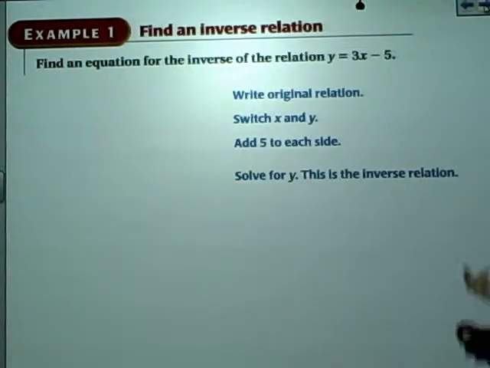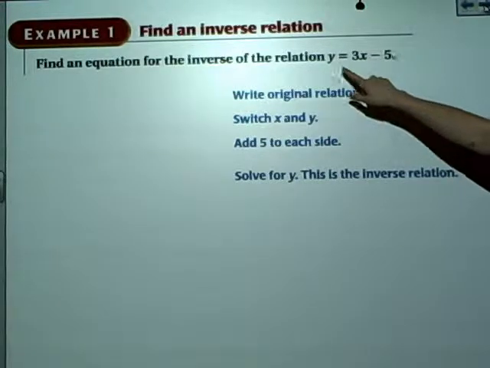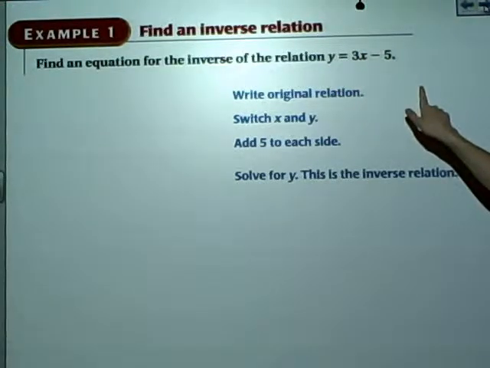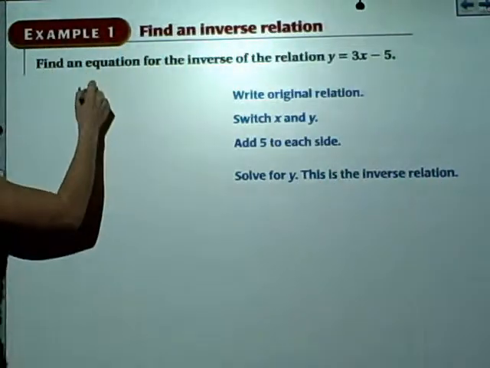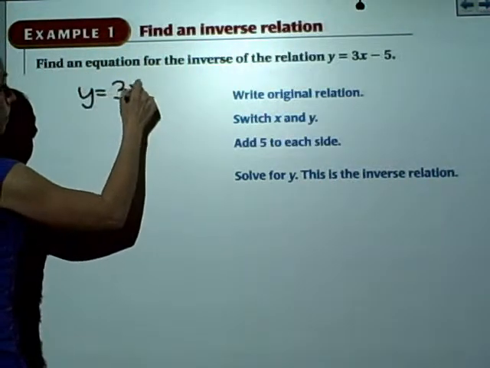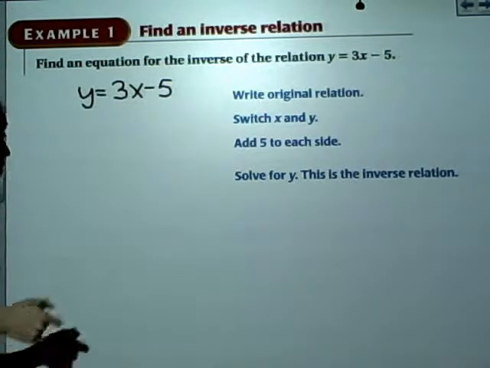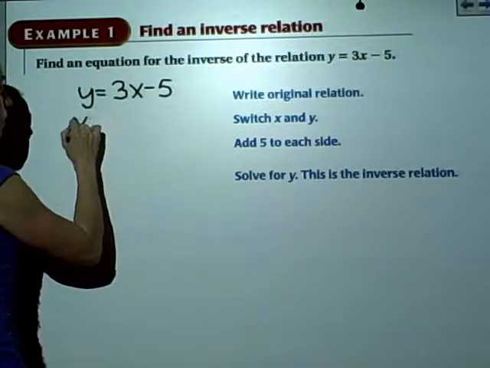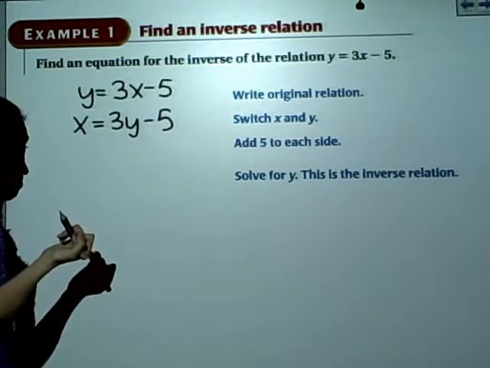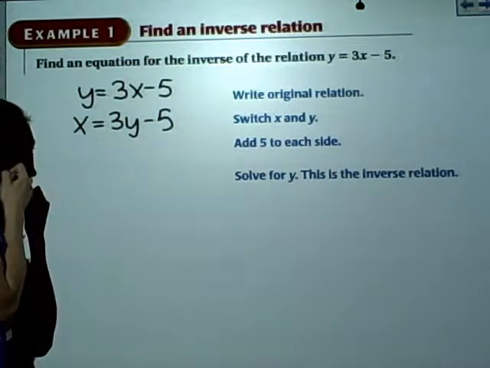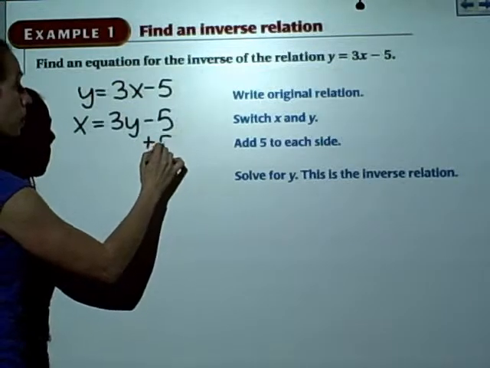To figure that out, when you have a line, what we're going to do is switch x and y. So here we have y equals 3x minus 5. First step is we're going to write the original one. To find the inverse, I'm going to switch x and y. Now I'm going to solve for y. I don't want my function in x equals form. I can't graph that way.